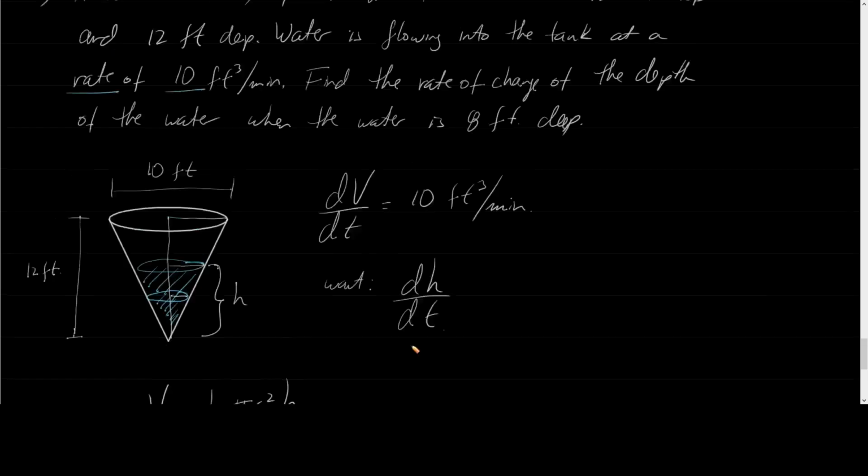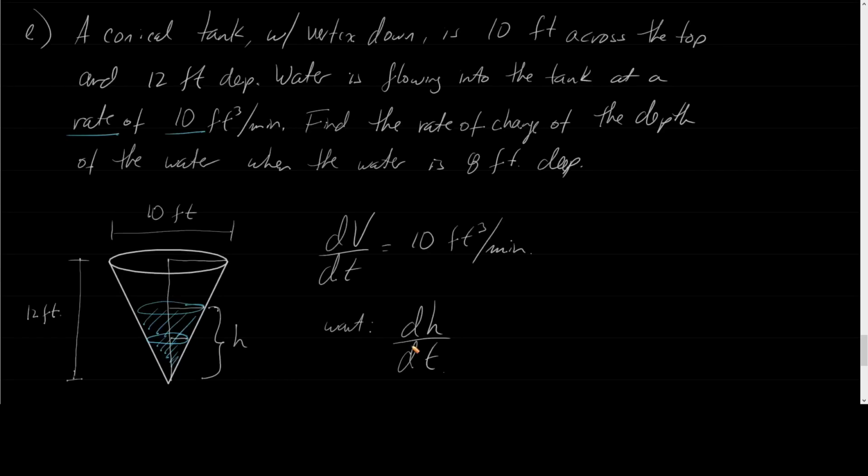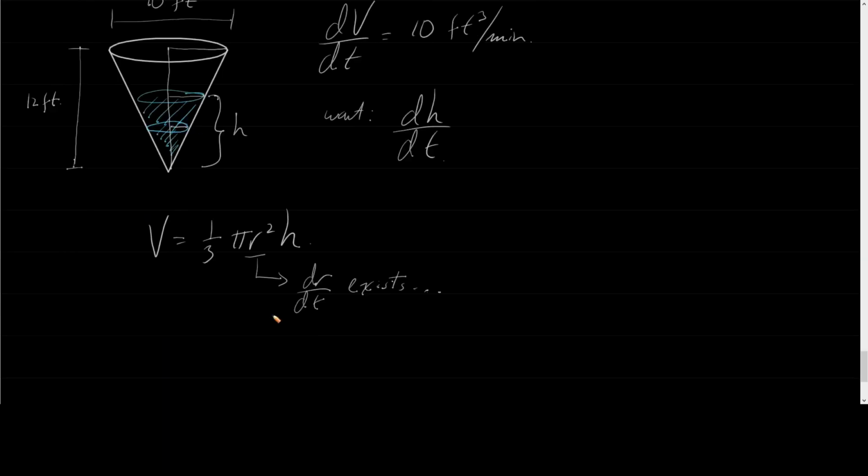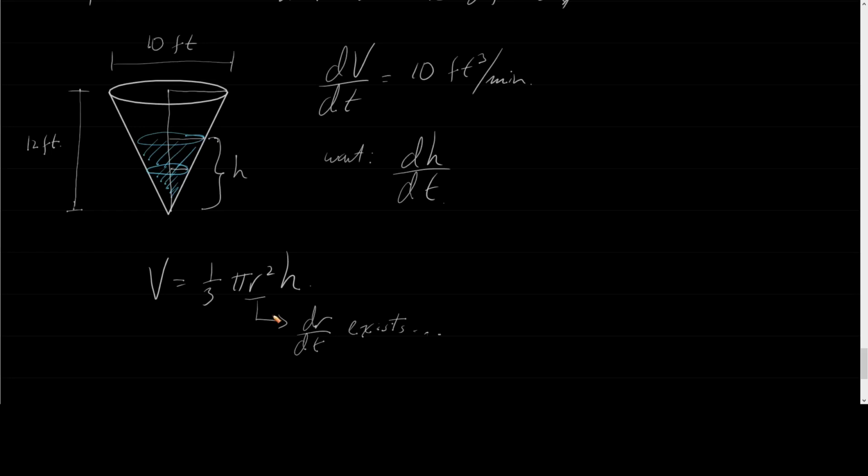Because at no point were we given how fast the radius is changing. All we know is how fast the height is changing, which is what we're looking for, but we don't know anything about how fast the radius is changing. We know how fast the volume's changing, but again, nothing about dr/dt, which essentially means we're going to have too many variables when I go to take this derivative. So what do we do?